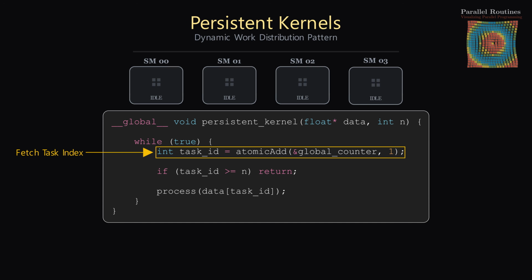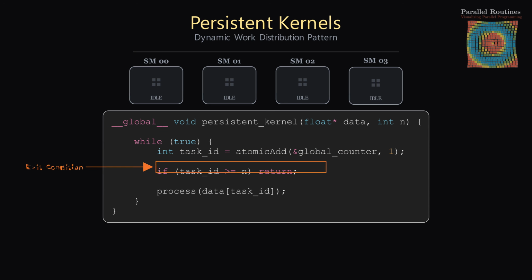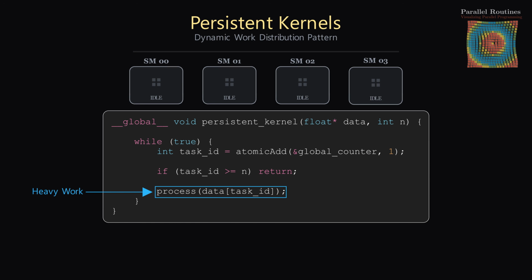Each thread uses an atomic add operation to fetch its next task index from the global counter. This ensures thread-safe work distribution. The exit condition checks if we've exceeded the total number of tasks. When true, the thread terminates gracefully. This is where the actual heavy computation happens, processing the fetched data element.